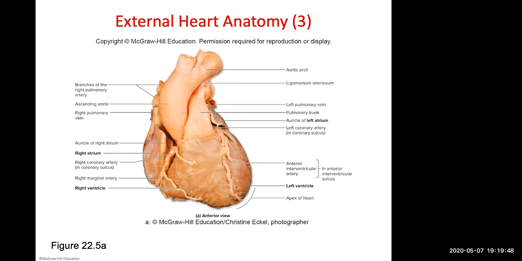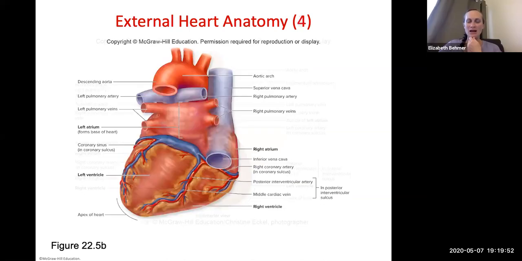Okay. This is a posterior view of the back of the heart, external structures. This really shows how the left atrium forms the base of the heart. So the heart sits back on itself on the left atrium. Here's your left ventricle. A coronary sinus is a vein that drains blood out of the heart, and it will enter directly into the right atrium.